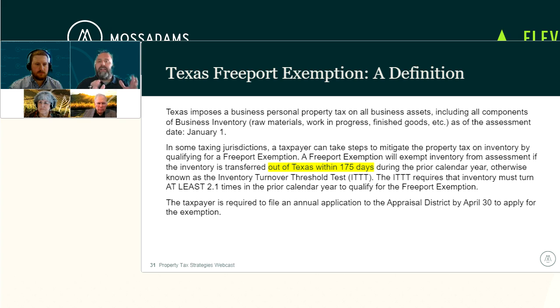Now think aggregate on your inventory turn. So you've got $10 million worth of inventory as of the assessment date, and you ship $50 million the prior year before. That's going to be considered that your inventory turns over 5 times. They're not looking down at the individual SKU level. They're looking at the aggregate number for your inventory.